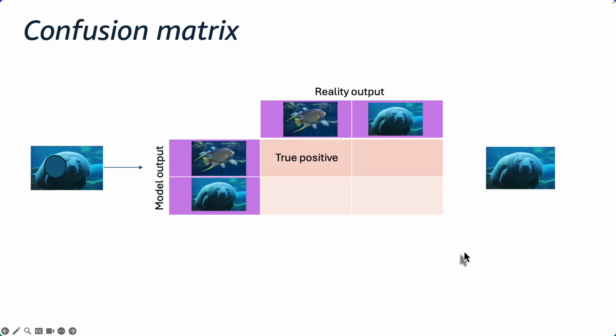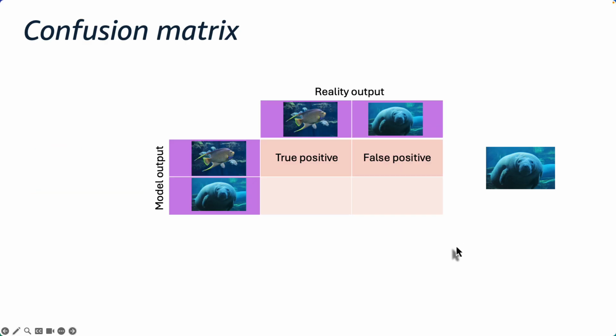So this time, it makes a prediction that it is a fish, but the image is actually a manatee. And this time, we will go from the model output section of the fish, but from the reality section, it is actually an image of a manatee. So this value is a false positive. The model predicted a positive, but it was not a fish, so it is a false positive.